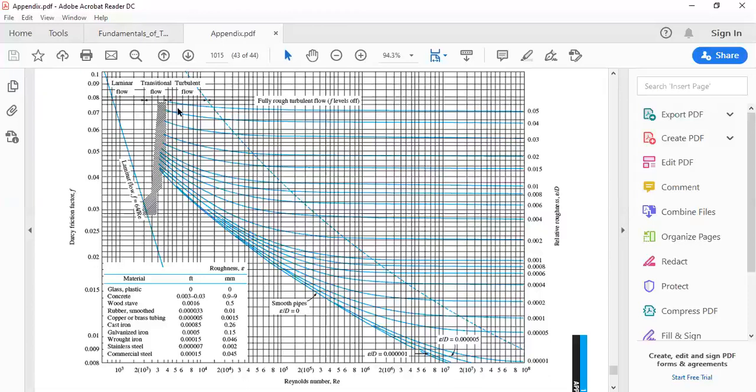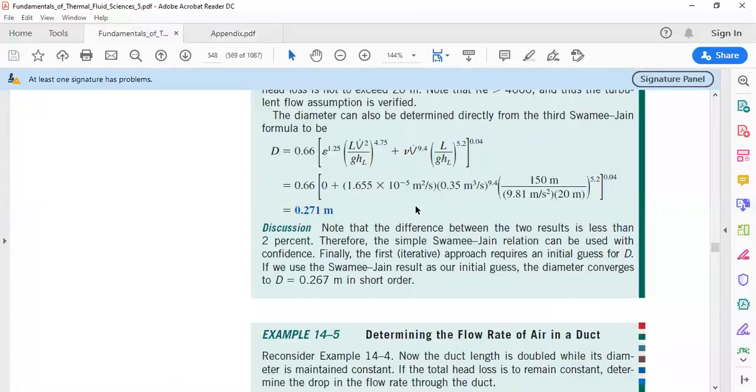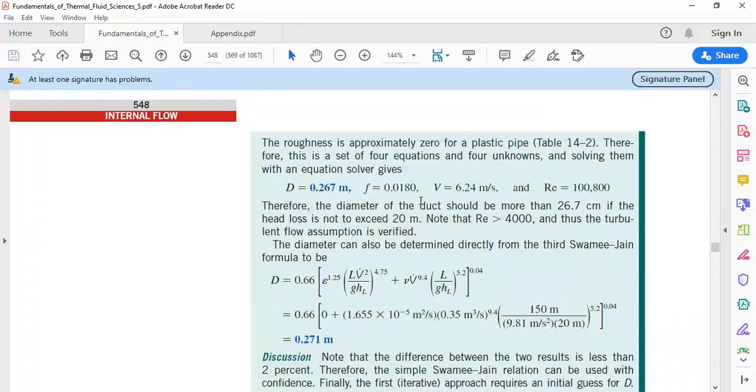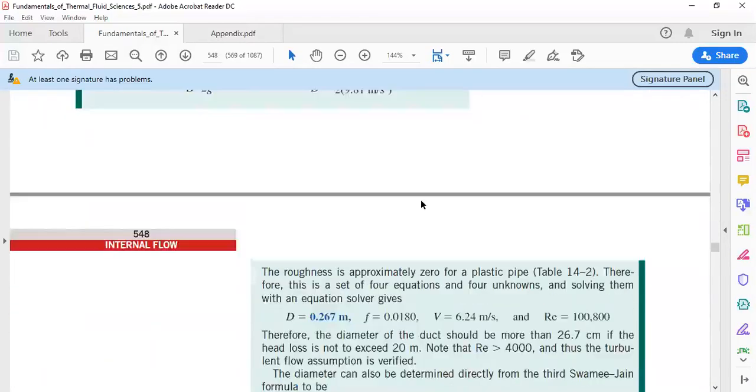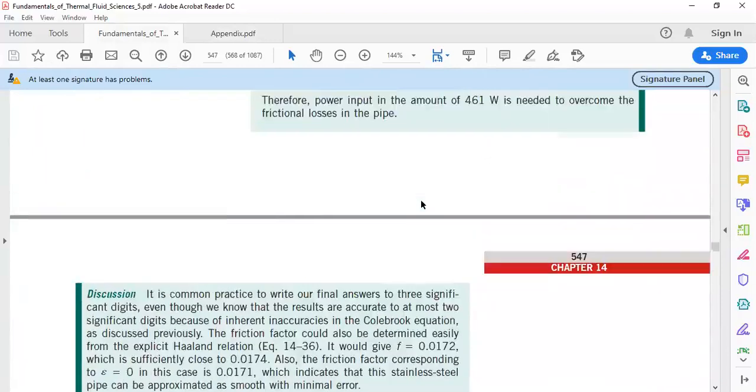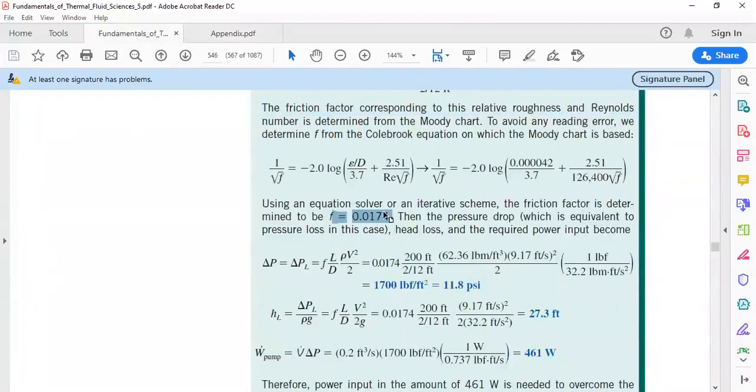0.017. Very nice. So it's the same as the value we got from using the Colebrook equation. For you to know, actually the Moody chart is based on this Colebrook equation. So again, we can either use the Moody chart or the Colebrook equation.